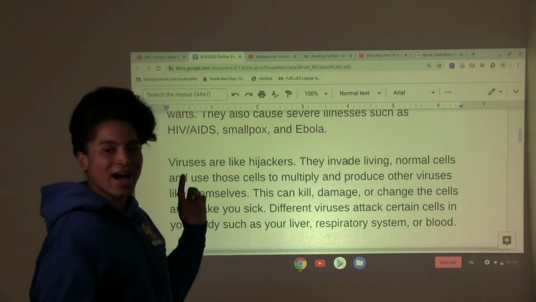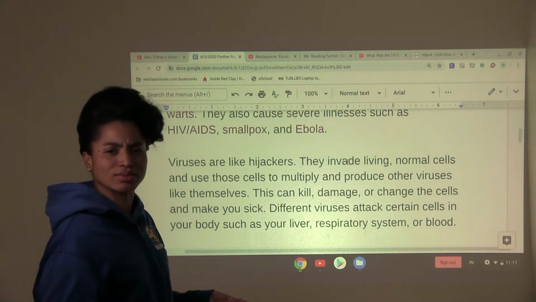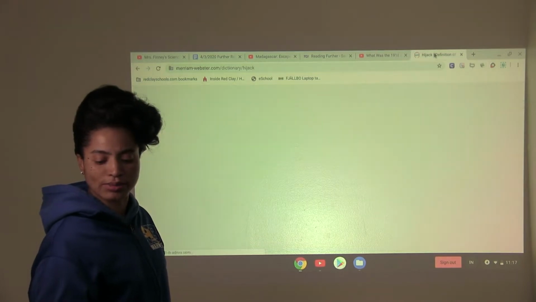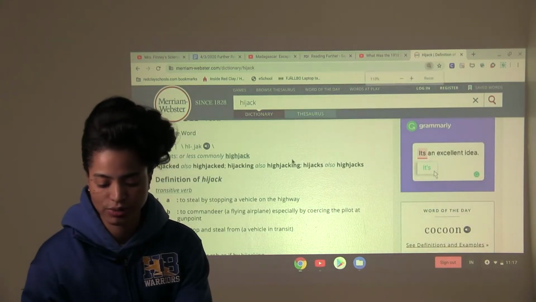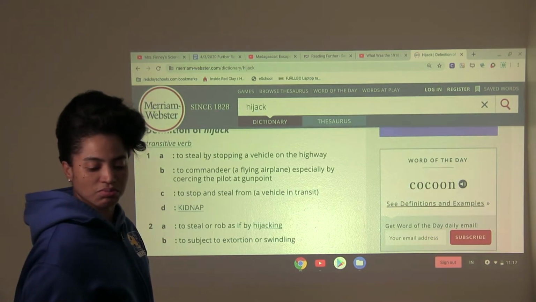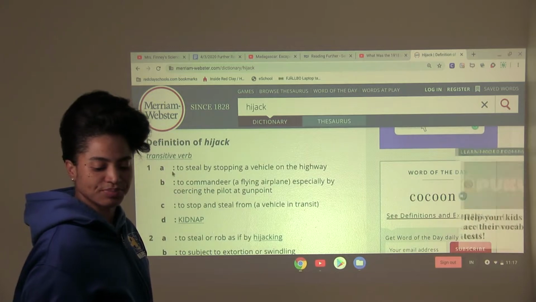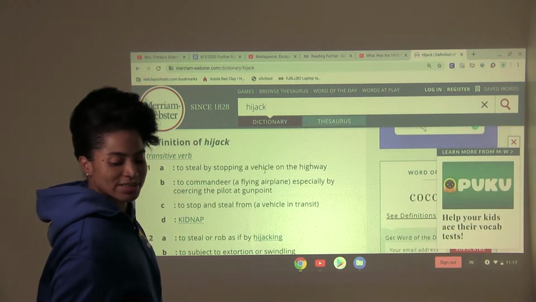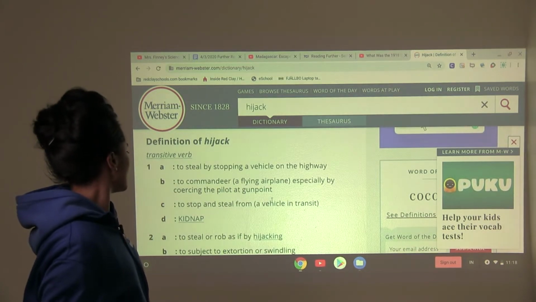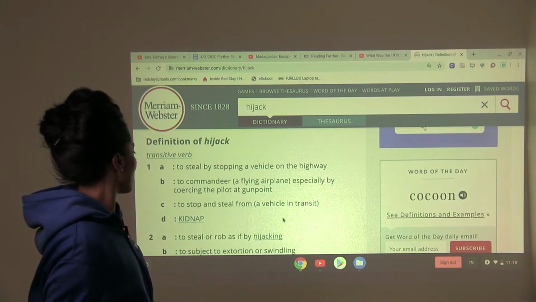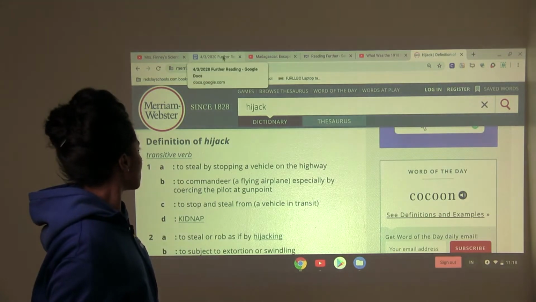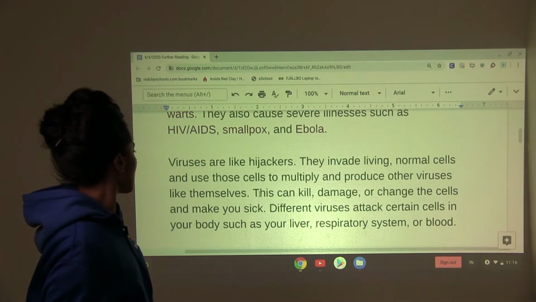Now here's something we want to talk about. Viruses are like hijackers. What in the world is a hijacker? You've probably heard this term before. I want to go to Merriam-Webster just to pull up a definition for you. To steal by stopping a vehicle on the highway. To stop and steal from a vehicle in transit. So we go back to this discussion now that we know what a hijacker is.